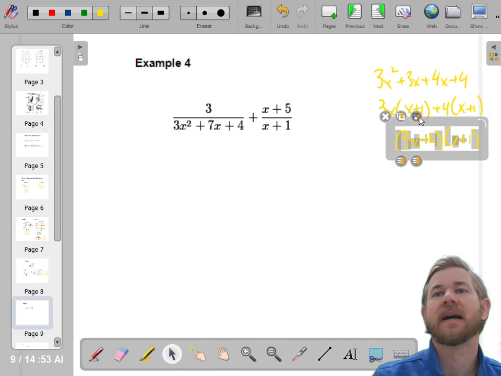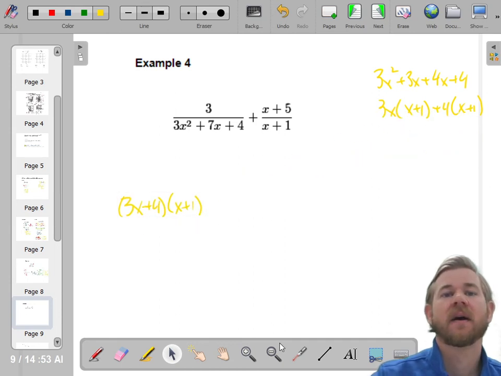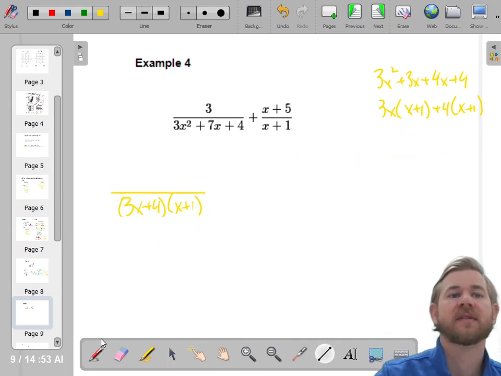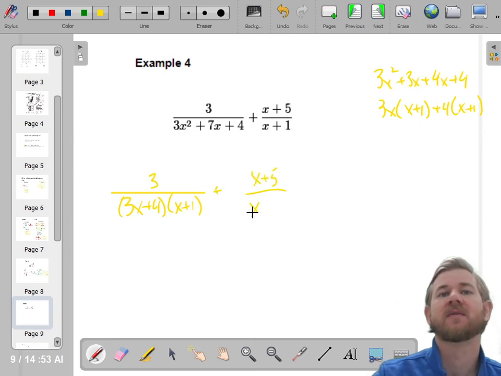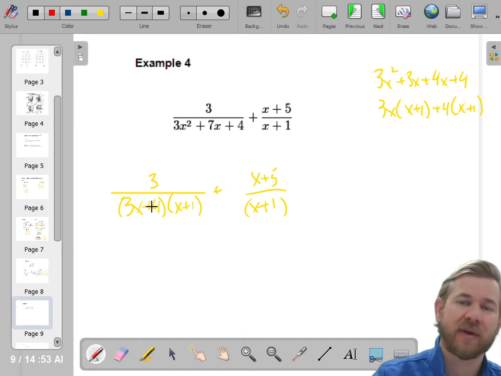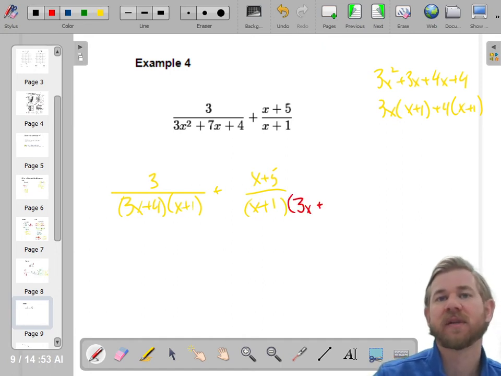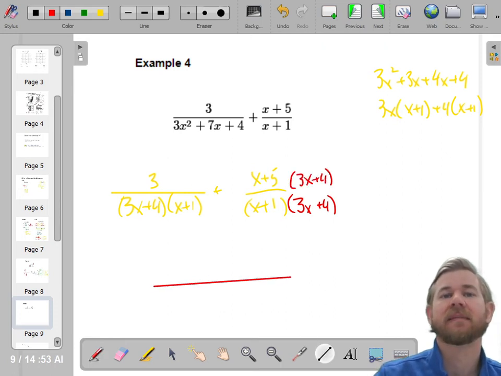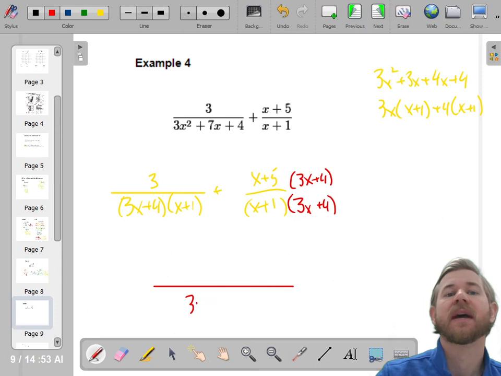Alright, so I got the denominator factored over here. Now I'm going to need to figure out what this other guy's going to need. Plus x plus 5 over x plus 1. So this guy's got an x plus 1 and a 3x plus 4. This guy needs a 3x plus 4 to have the same denominator. And now I have a common denominator of 3x plus 4 and x plus 1.